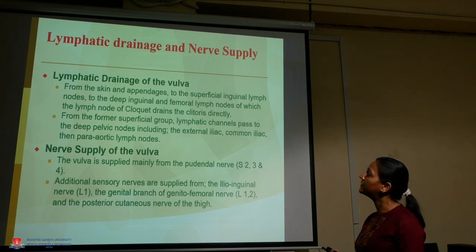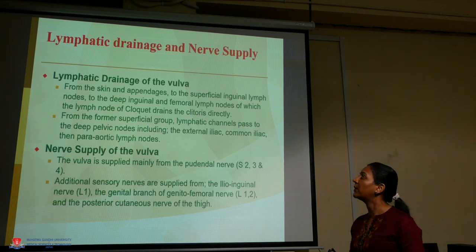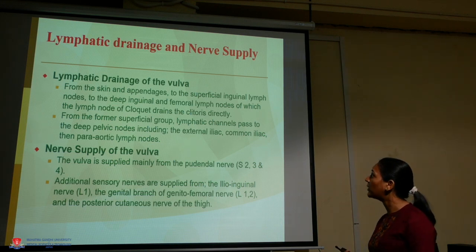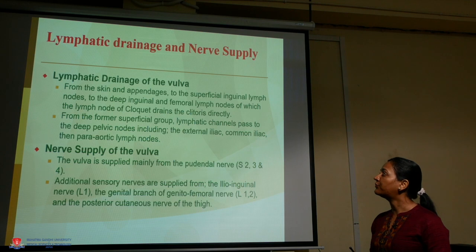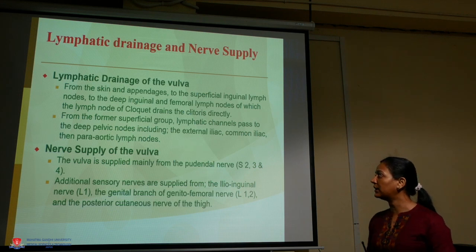Lymphatic drainage comes first from the skin and appendages to the superficial inguinal lymph nodes, then to the deep inguinal and then the femoral lymph nodes, of which the lymph node of Cloquet drains the clitoris directly. From the former superficial group, the lymphatic channels pass to the deep pelvic nodes including the external iliac, common iliac and then finally the paraaortic lymph nodes.